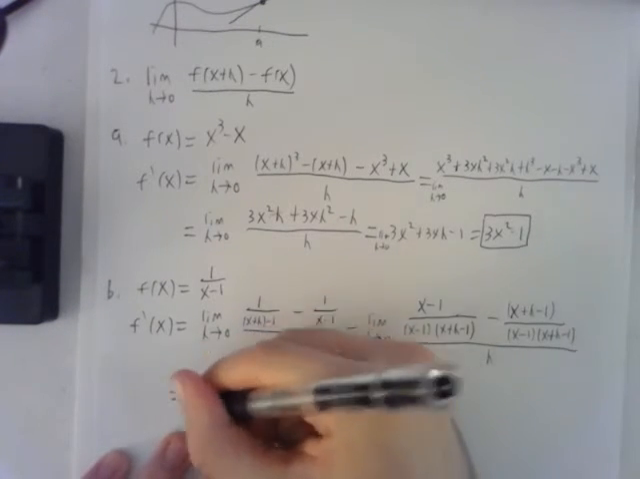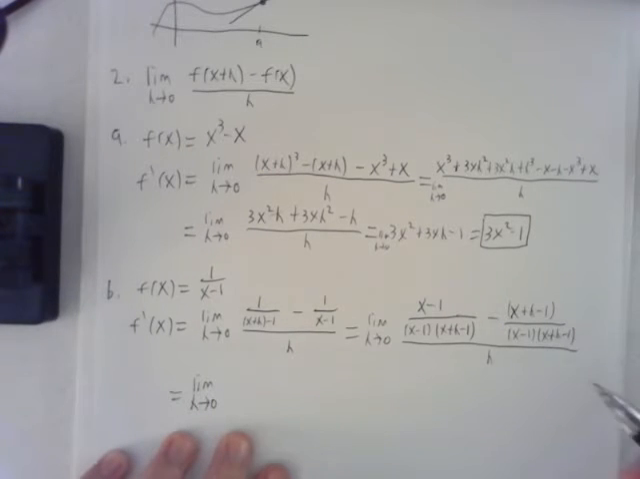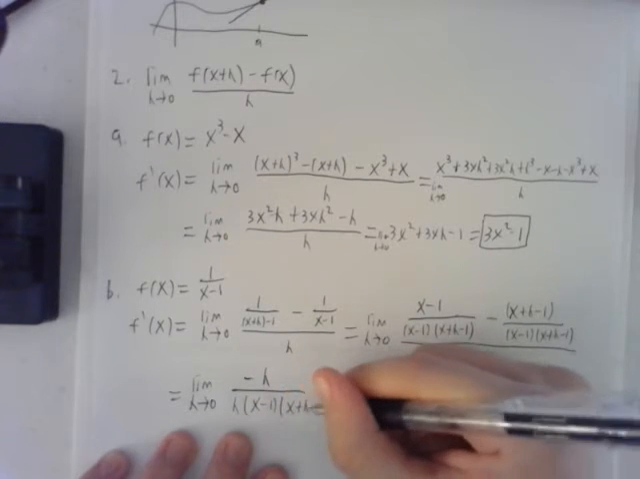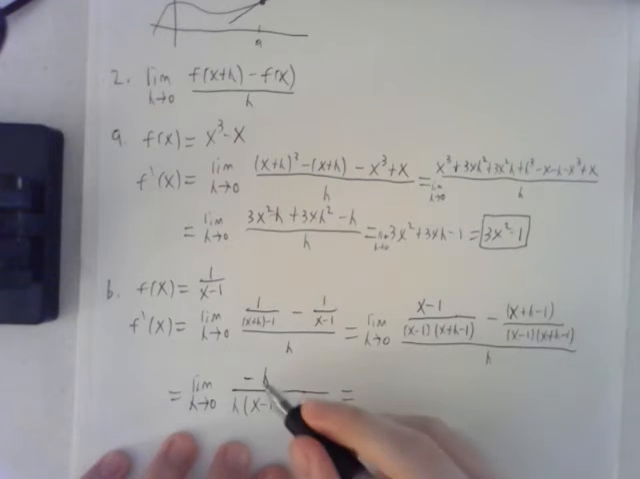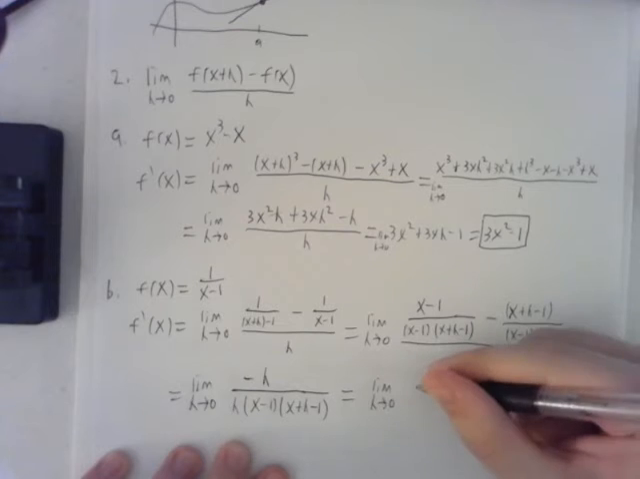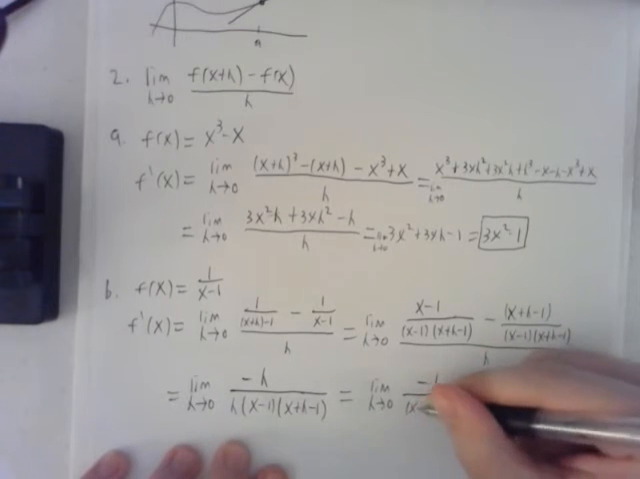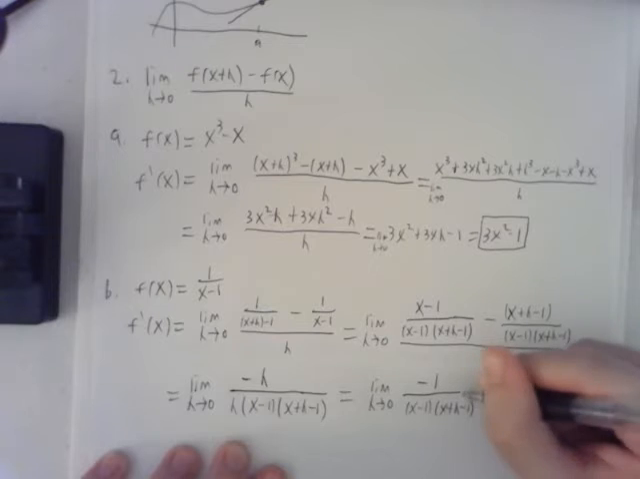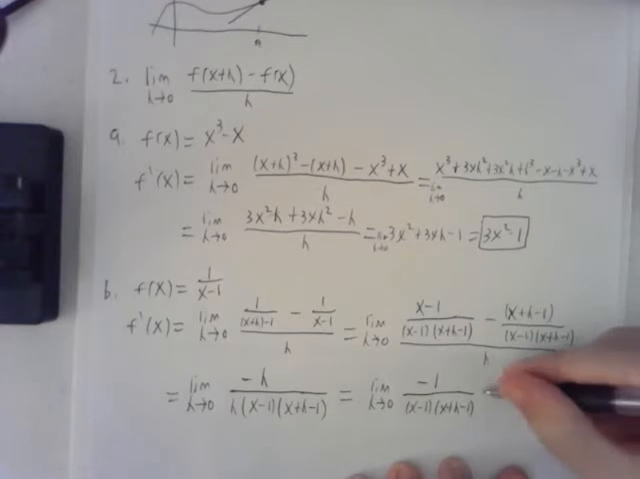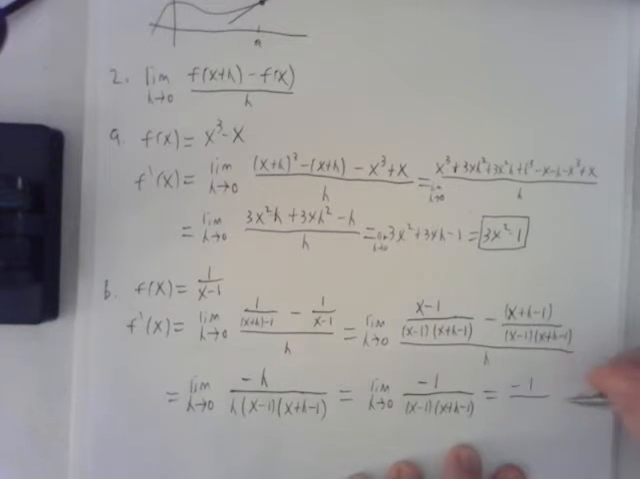And now that we've found a common denominator, we can combine these two fractions in the numerator. When you do that and apply some properties of fractions, you get negative h divided by h times x minus 1 times x plus h minus 1. You can now cancel these h's and get the limit as h goes to 0 of negative 1 over x minus 1 times x plus h minus 1. And if we take this limit as h goes to 0, we can now just plug in h equals 0 and get that this is equal to negative 1 over (x minus 1) squared.